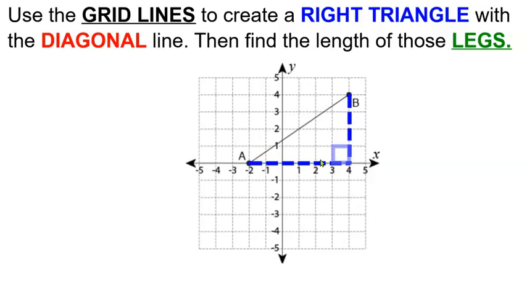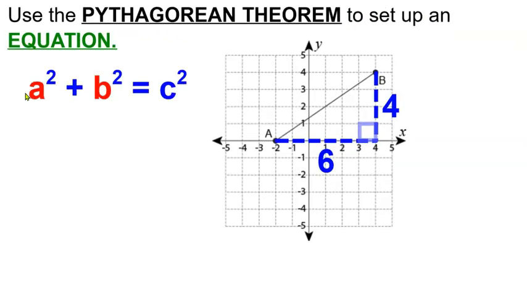Now that you've traced along the grid lines, you can measure their horizontal or vertical length. So here we have a triangle with a leg of 6 and another leg of 4, and we can find the hypotenuse by using the Pythagorean theorem. Since we know the legs, that means we can erase and replace the letters A and B in the Pythagorean theorem equation. So A will be 4 and B will be 6. And C is the hypotenuse that we're trying to find.